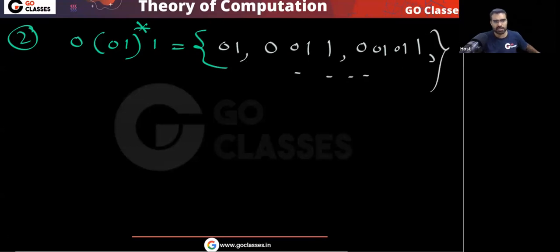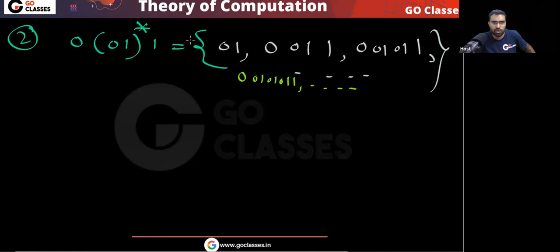These are the strings in the language. You can check it out. For example, 01, then you can have 010101, and so on. So these are the strings in your language.